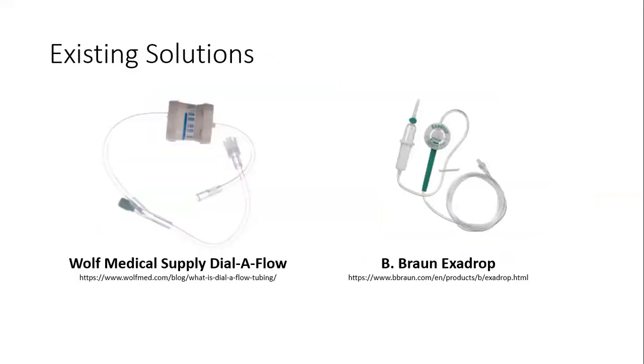There are a few existing solutions that could be useful right now. Both the Dialaflow, which is on the left, and the Exadrop on the right, are mechanical solutions that pinch tubing in a way that's more robust than current roller clamps, but at KATH they've said that these solutions come with their own tubing. Which is not ideal for them because they already have supply chains set up for the tubing that they use. These solutions also aren't reusable since they're permanently attached to the tubing.